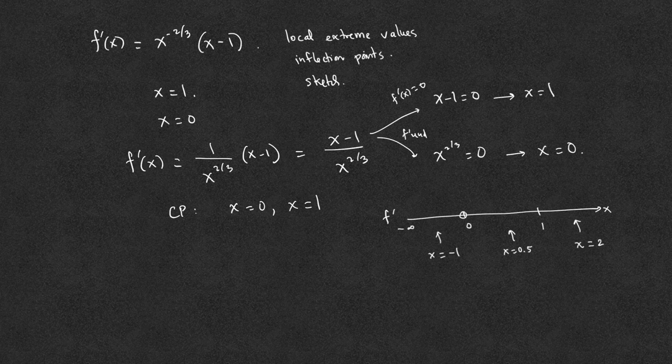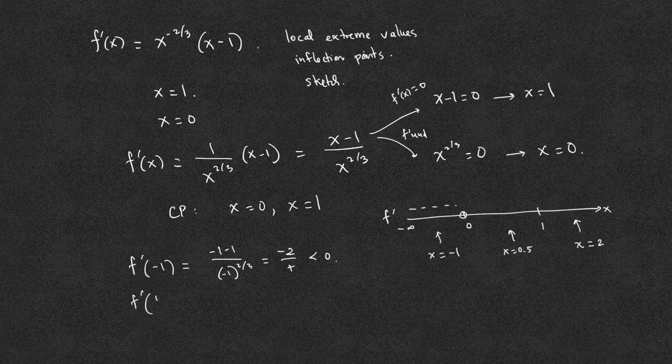We plug these into the first derivative, f prime. F prime of negative 1 is negative 1 minus 1 over negative 1 squared cube root. This is minus 2 over a positive number, which is negative. So f prime is negative from negative infinity to 0.